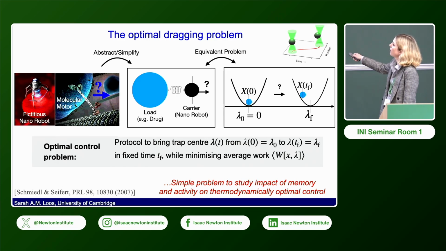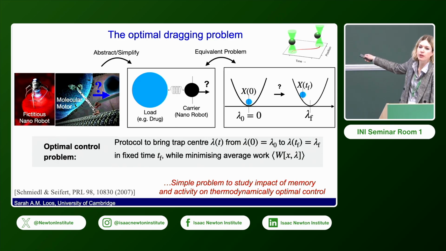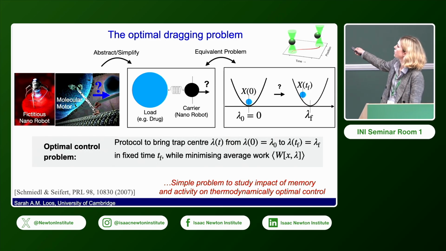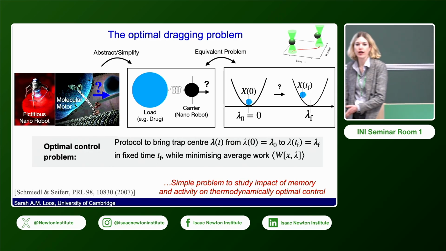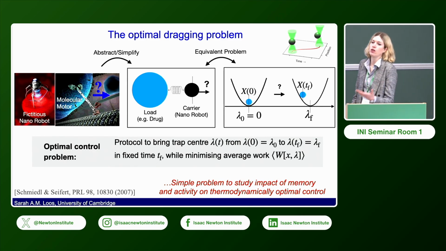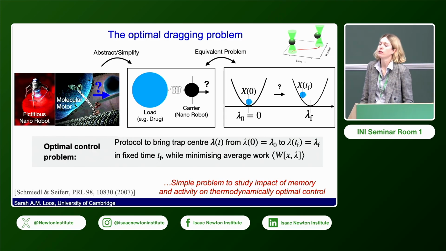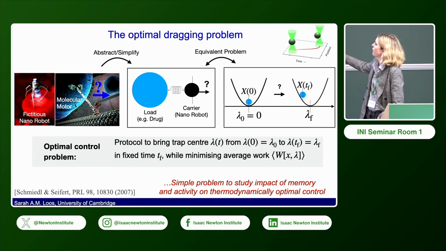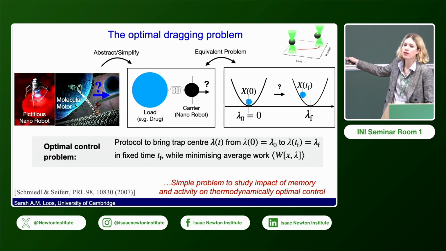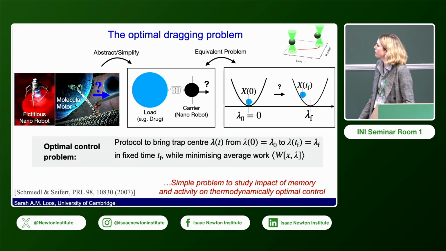So we ask, if our trap is initially in some given position, and we want to bring it to a target position in a finite time, how should we move the trap as a function of time, to do that by spending the lowest amount of work possible? And this is, of course, nice, because this is now the setup that is realized in lots of experiments nowadays with colloids in optical traps. So this kind of system can be realized in experiments quite nicely.